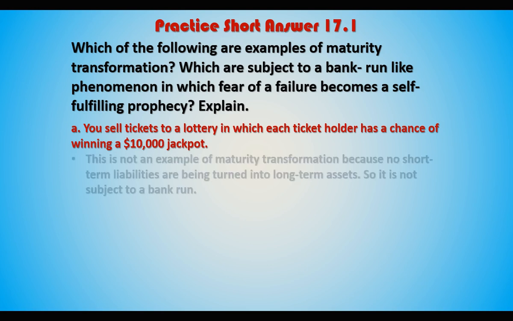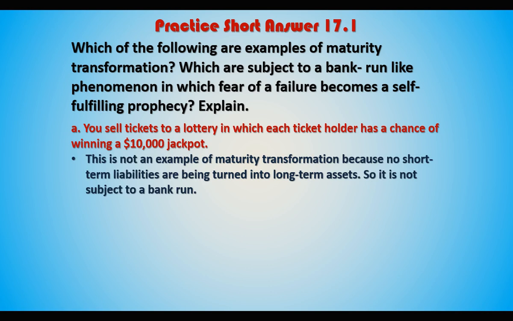No, right? It is not a form of maturity transformation. This is not an example of maturity transformation because no short-term liabilities are being turned into long-term assets. Like, when you sell the lottery tickets, you're not expecting people to give them back to you, right? So it's not subject to a bank run.